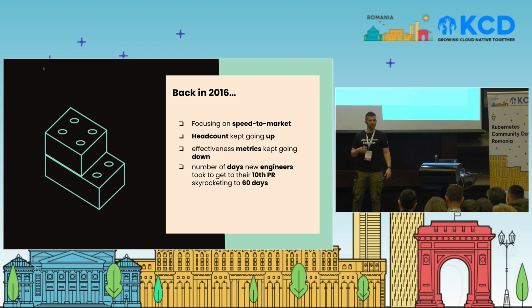And the number of days that an engineer needs to reach the 10th pull request was skyrocketing to 60 days. 60 days, it's a bit of an embarrassing number. It means like one pull request per week. So we were basically losing a lot of money. And that's why we decided to act and somehow solve this problem.